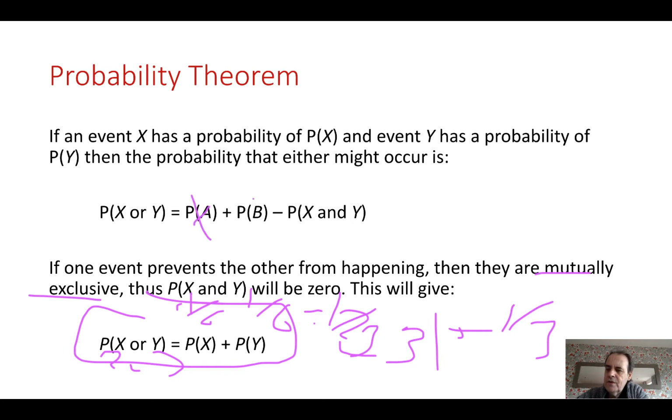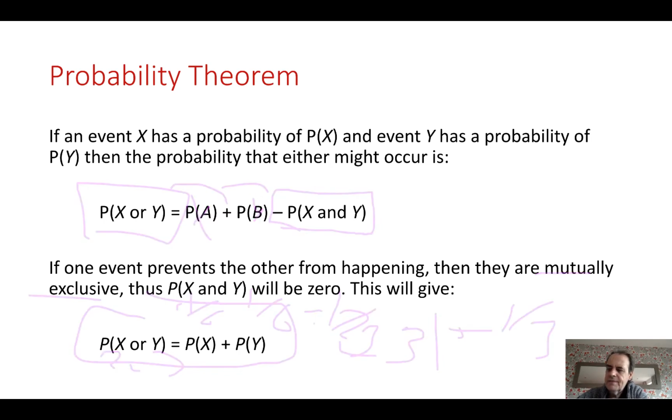If we have 2 events happening which are not mutually exclusive, then we must take the probability of the event plus the probability of the other event, and then take away the probability of both events happening at the same time. Okay, so that's basic probability theory.